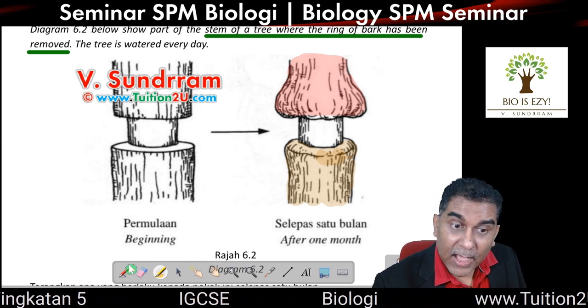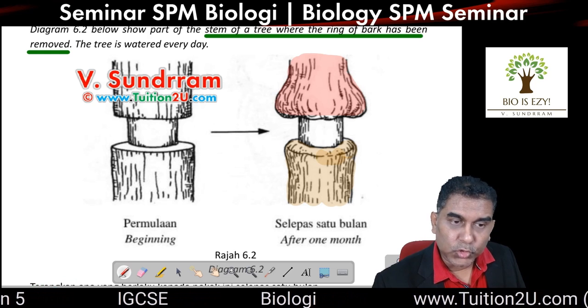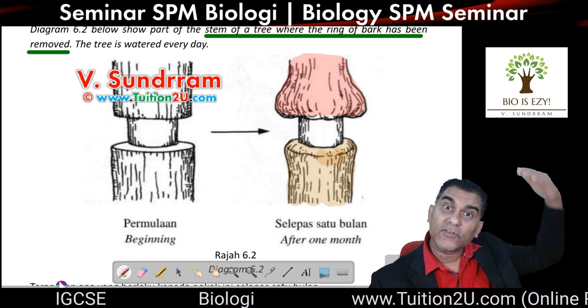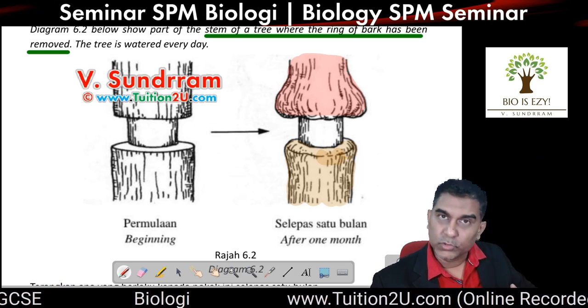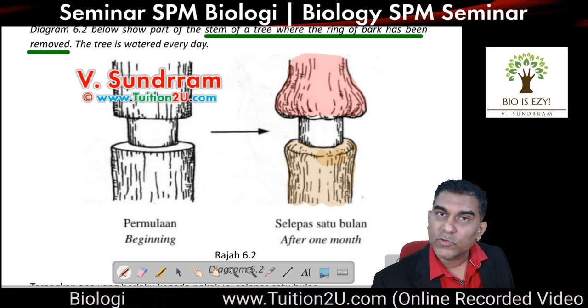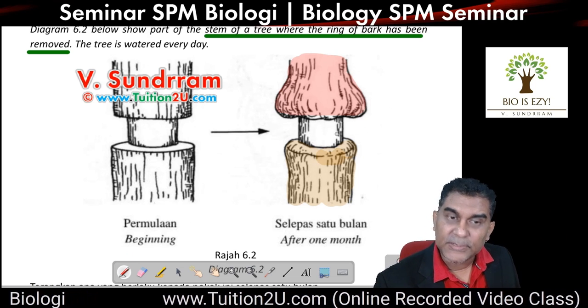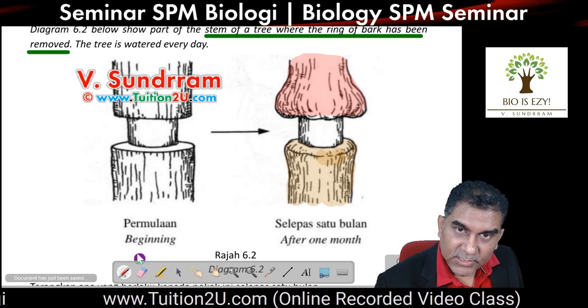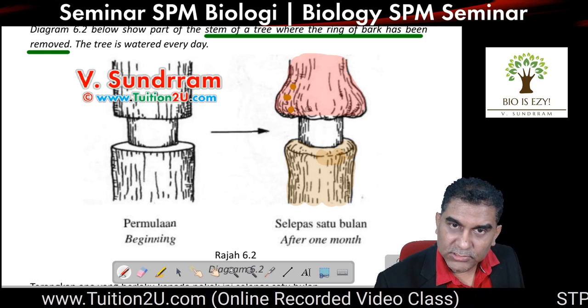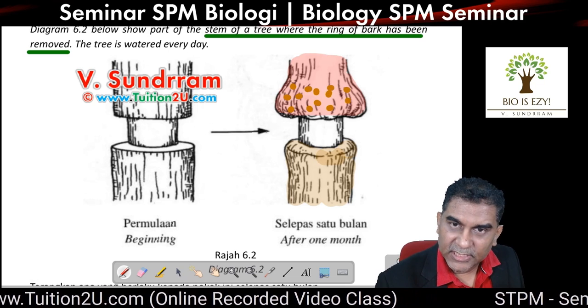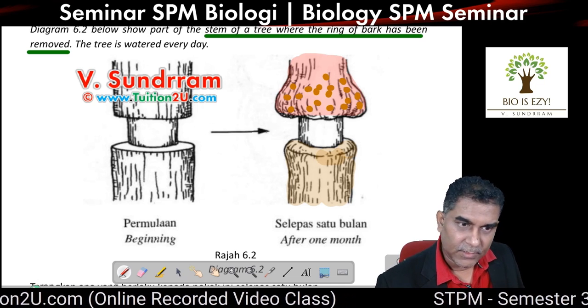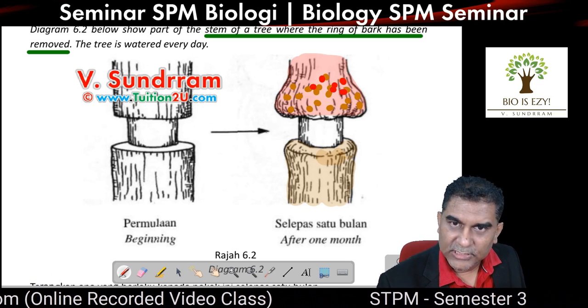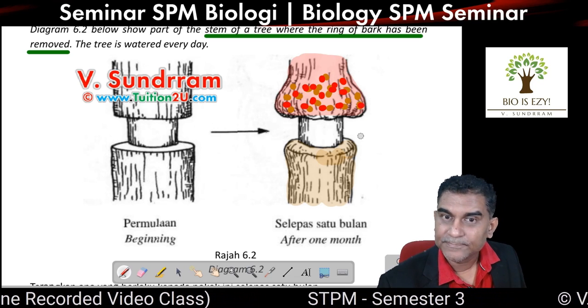Kenapa bengkak? Organic substances, sucrose, are transported from the leaf to the root. They must pass through phloem, but here the phloem has been removed. So what happens is sucrose starts to accumulate in this area above the ring. Maybe I use red color. So sucrose starts to accumulate above the ring.